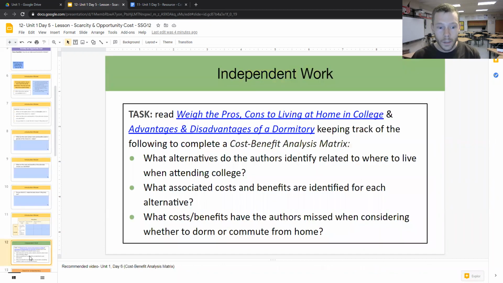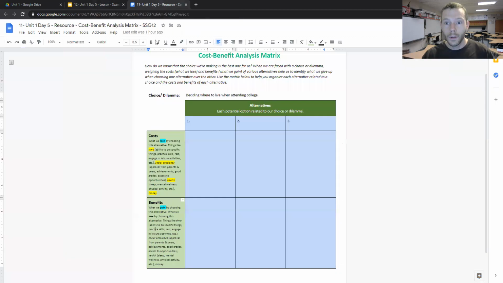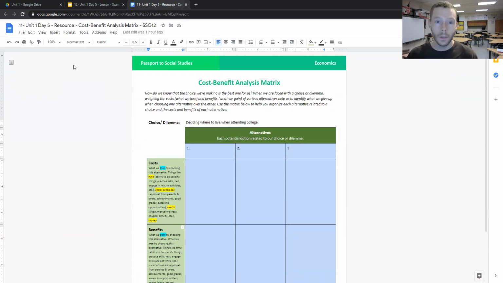So this will all bring us to the independent work and will help you think through this cost-benefit analysis matrix, really evaluating the pros and cons to living at home in college and the advantages and disadvantages of living in a dormitory. So if we look at this cost-benefit analysis, just want to highlight under the cost, we're really thinking about what we lose, and the benefits, we're thinking about what we really gain in terms of possibly time, social accolades, health, and possibly even money.